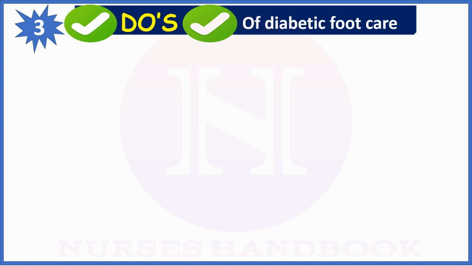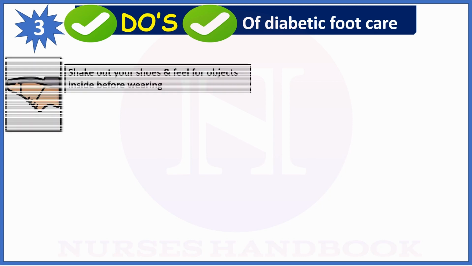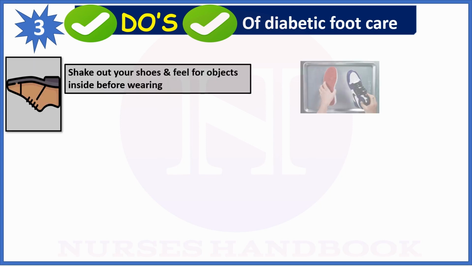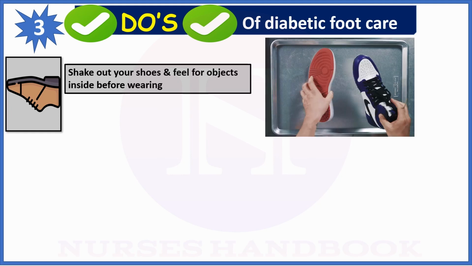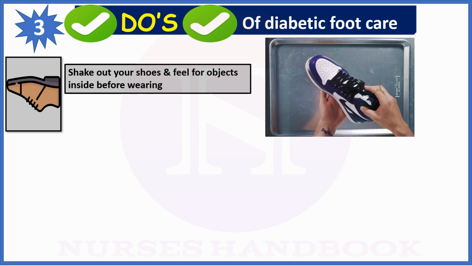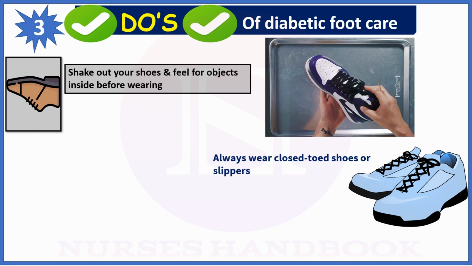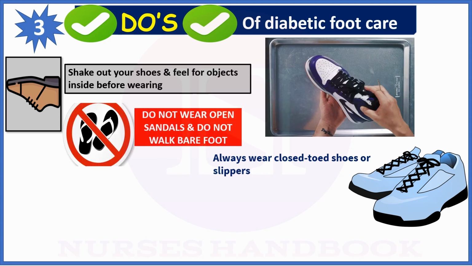The third do of diabetic foot care is shake out your shoes and feel for objects inside before wearing, as your feet may not be able to feel a pebble or other foreign object and this can result in injuries to your feet. Always wear closed-toed shoes or slippers to prevent injury. Do not wear open sandals and do not walk barefoot even at home.